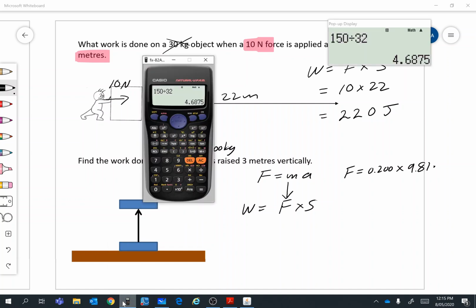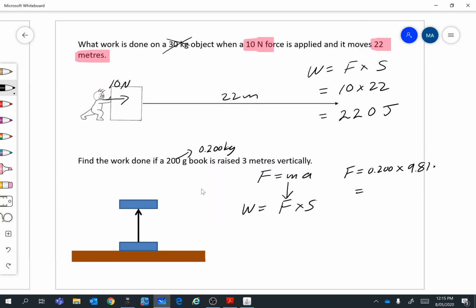Okay, so that means the force is 0.2 times 9.81, which gives 1.962 newtons. I won't round that off. I'll leave that as is. I won't go to 3 significant figures yet. I'll do that at the very end. So then work is equal to the force, 1.962 times the displacement. So this book is moved 3 meters vertically. So we multiply that by 3.